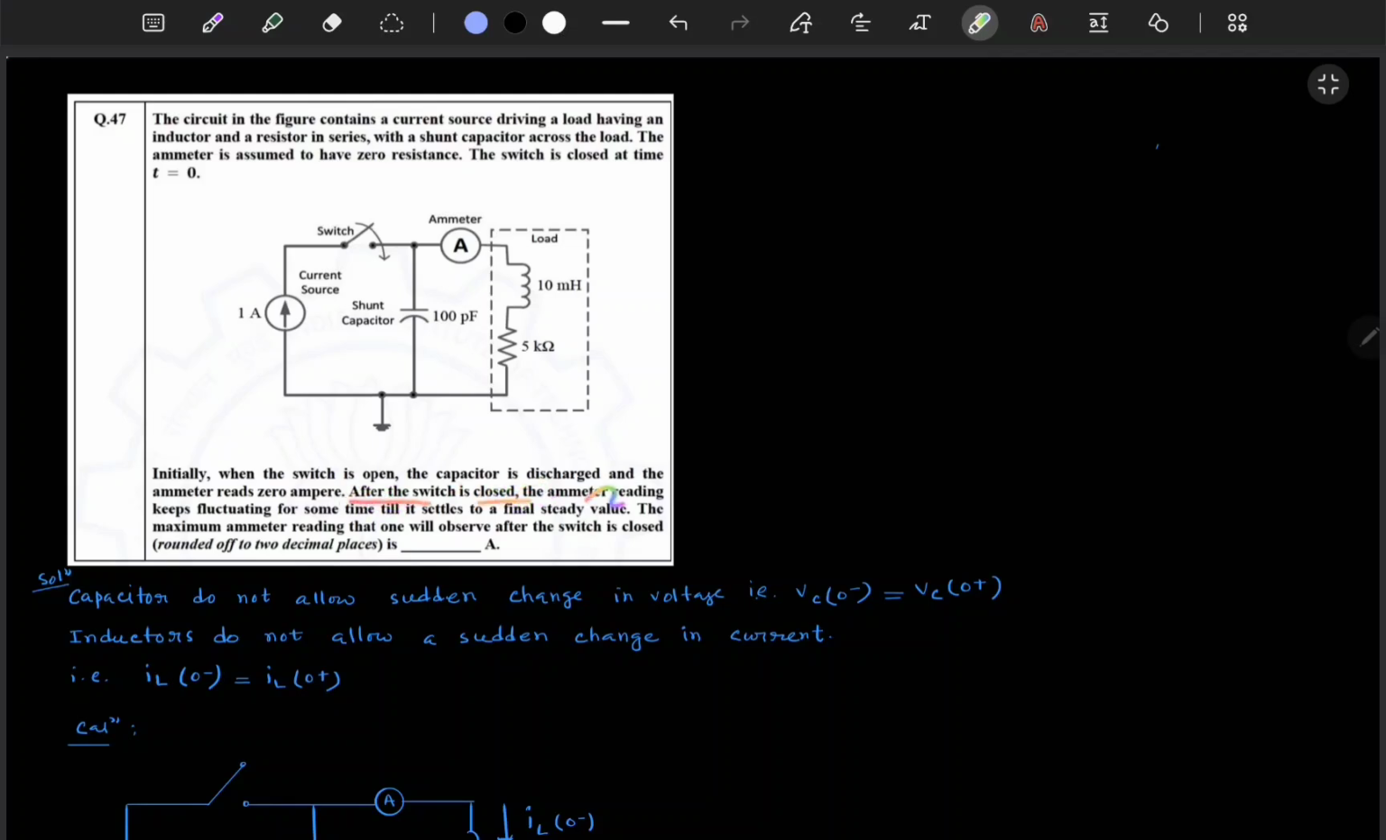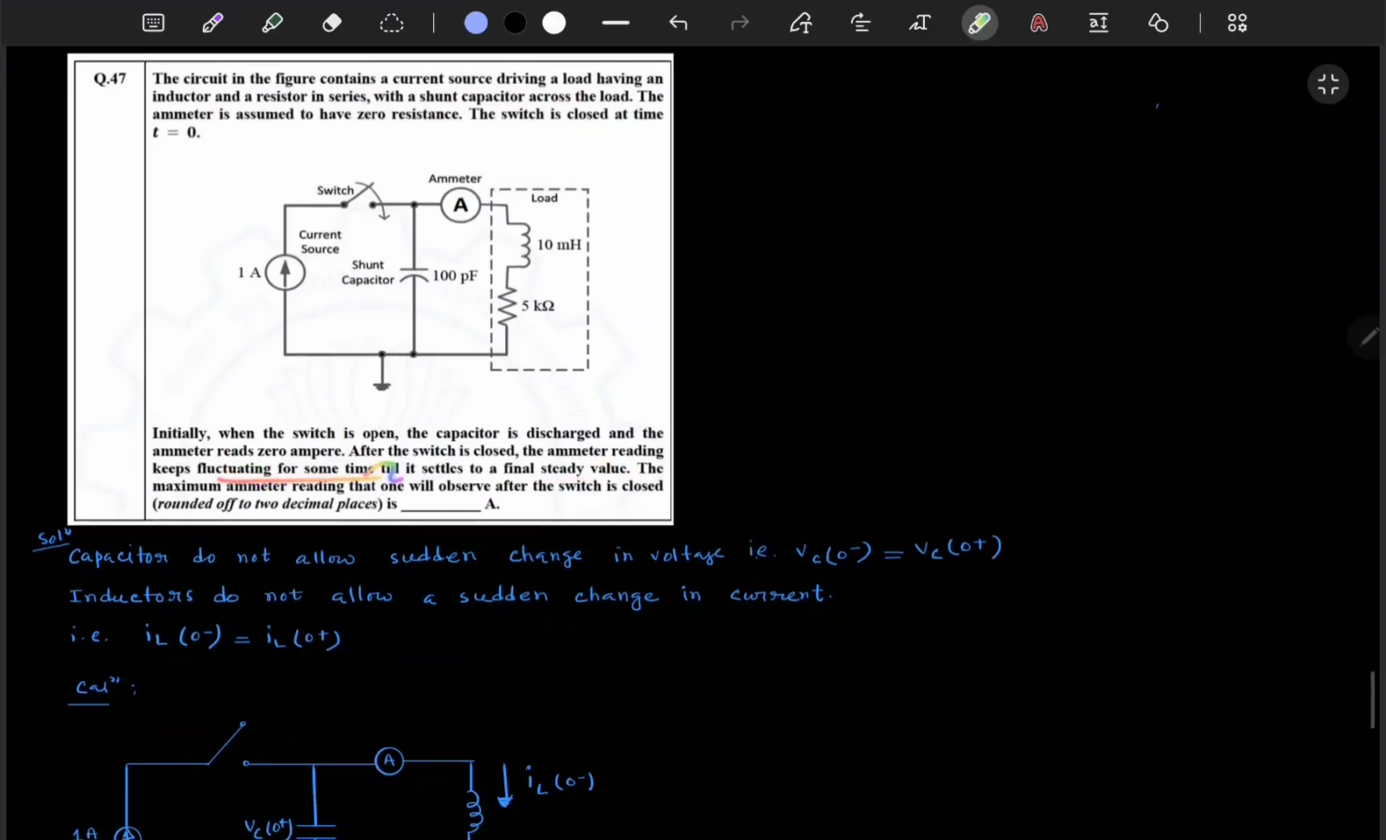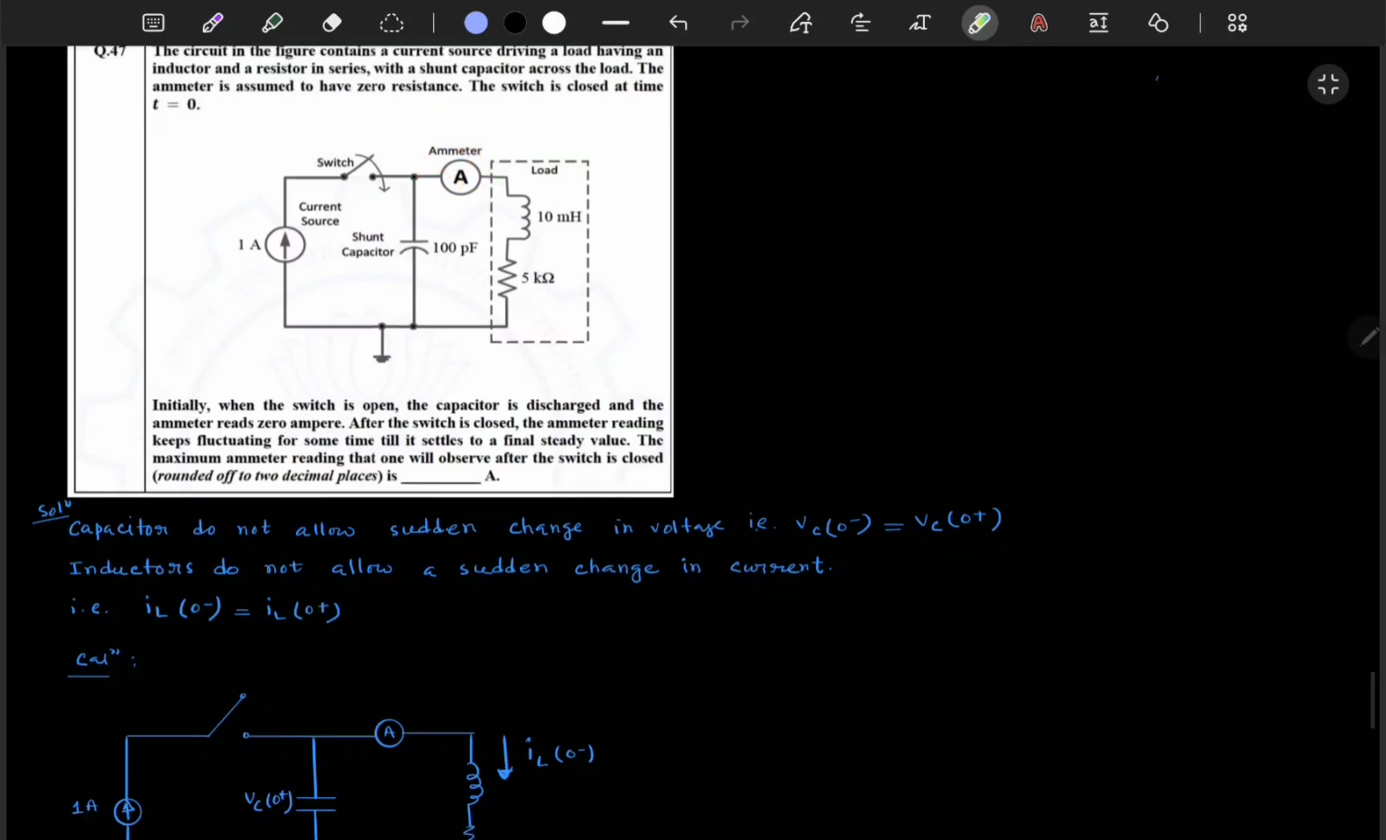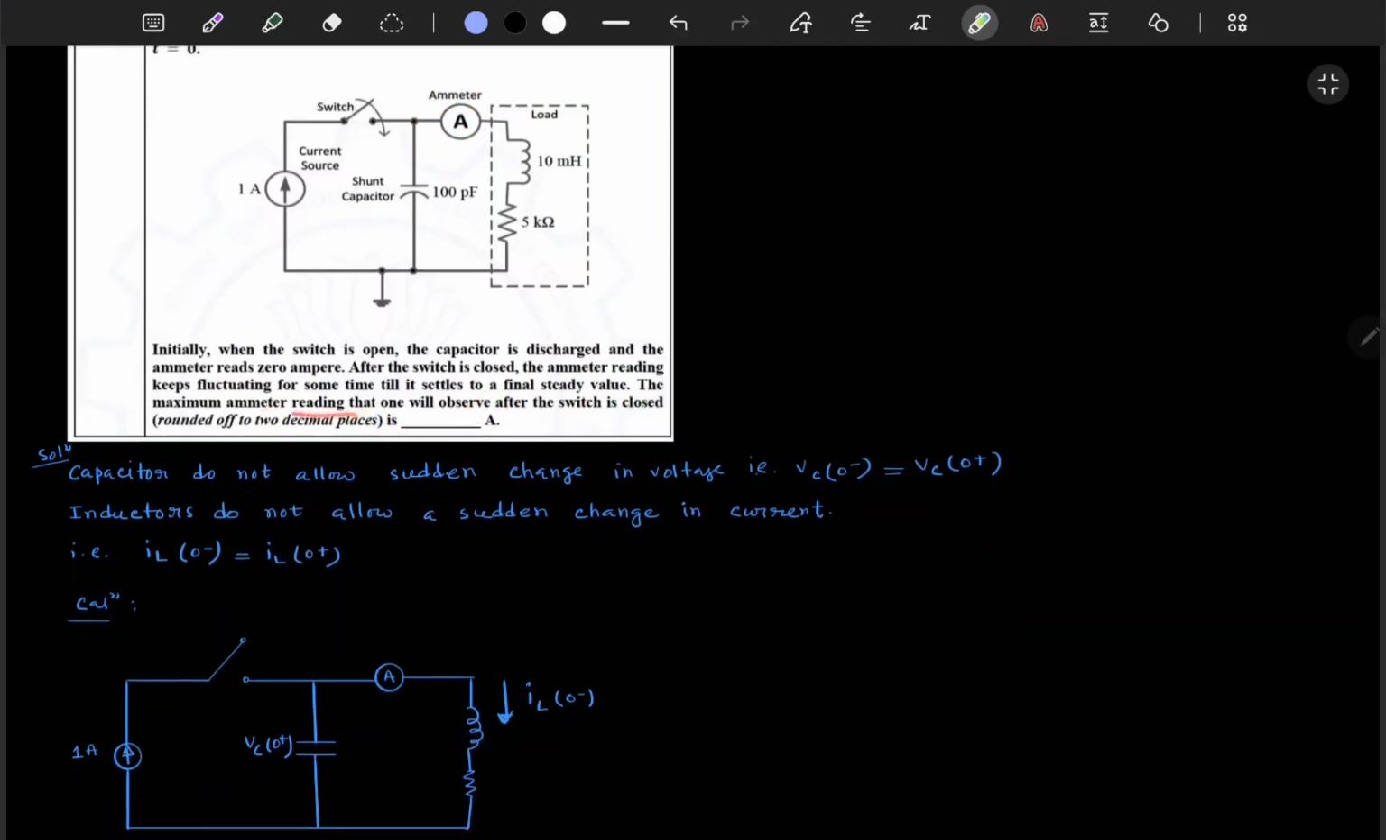After the switch is closed, the ammeter reading keeps fluctuating for some time till it settles to a final steady state value. The capacitor reaches steady state by charging with the source, and after that the fluctuation in the ammeter stops. So while fluctuating, what is the maximum reading that one will observe after the switch is closed?